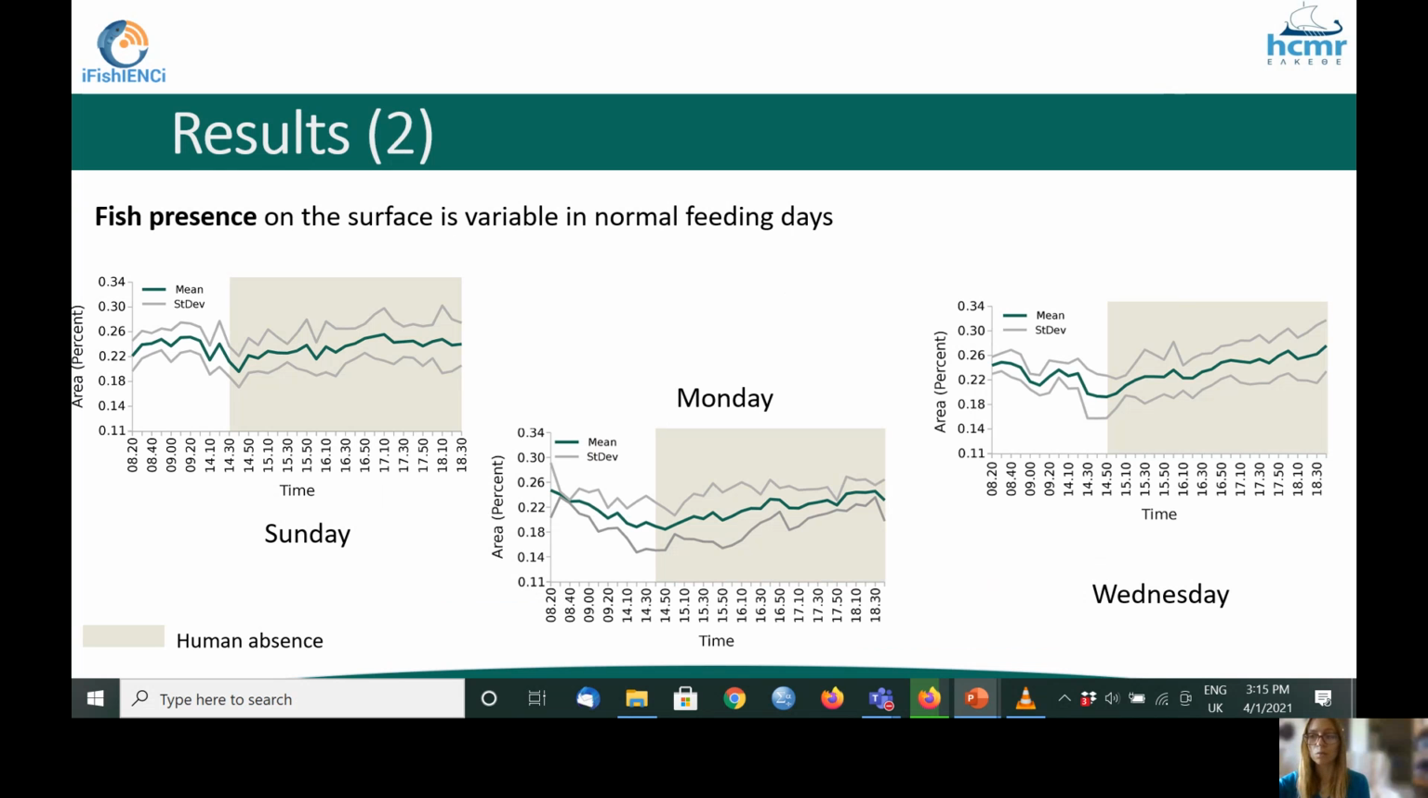Regarding the fish presence on the surface, we can see that during normal feeding days, the fish do not stay on the surface in the period after feeding, and during human presence, as you see on Mondays and Wednesdays, there is a decrease in the area that is covered by the fish on the surface. However, on Sundays, the presence of the fish on the tank surface does not vary, suggesting that husbandry practices such as feeding and human presence affect their positioning in the tank. Our human observations also support this finding.